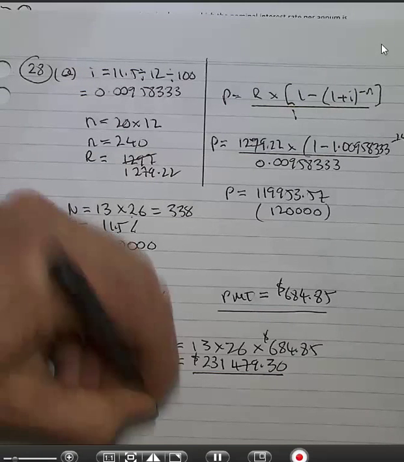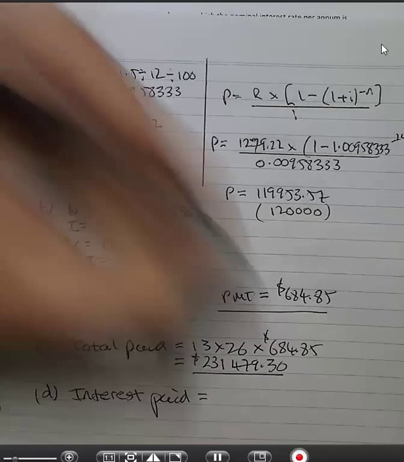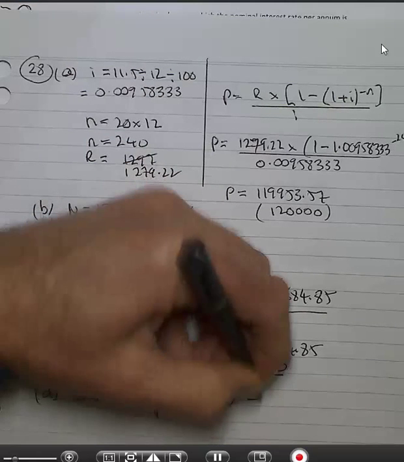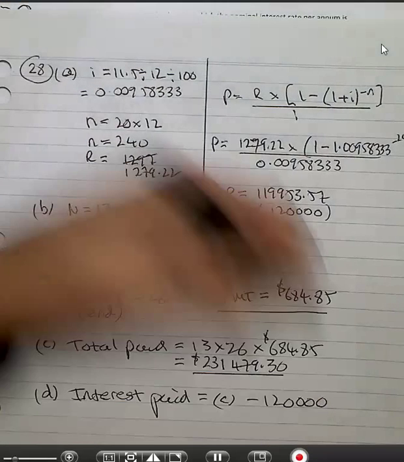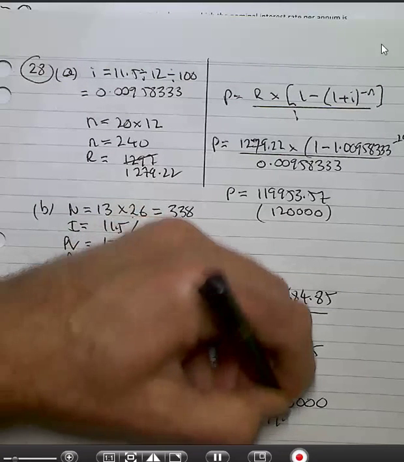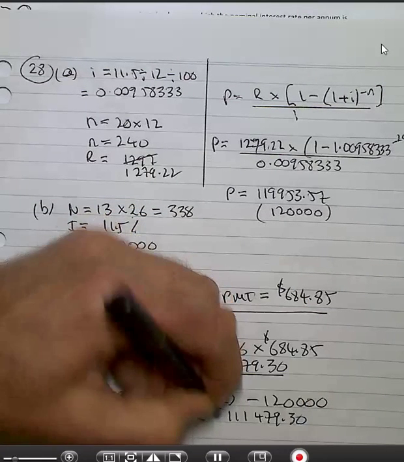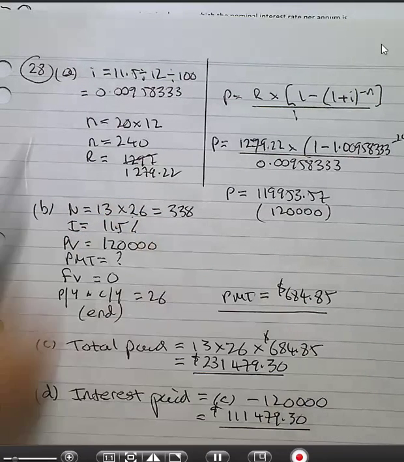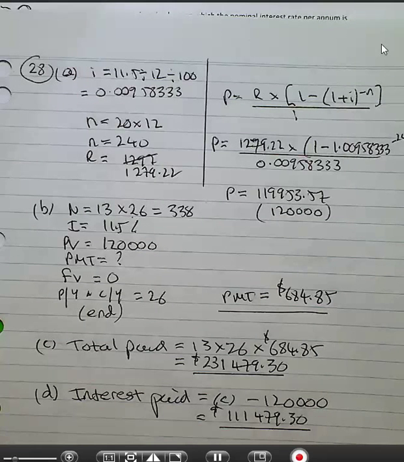So to work out the interest paid, I get the figure from C and I subtract that from the loan, 120,000. And I'm going to compare this in a moment with the interest that is paid on the original terms or in part A. I just need a bit more room.